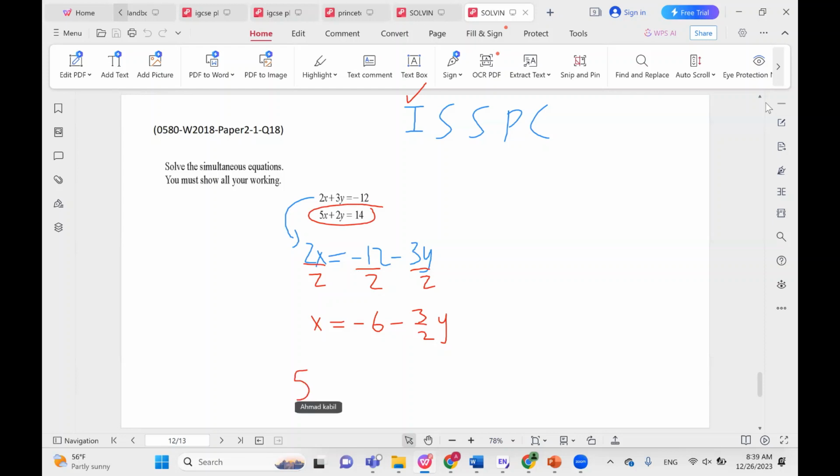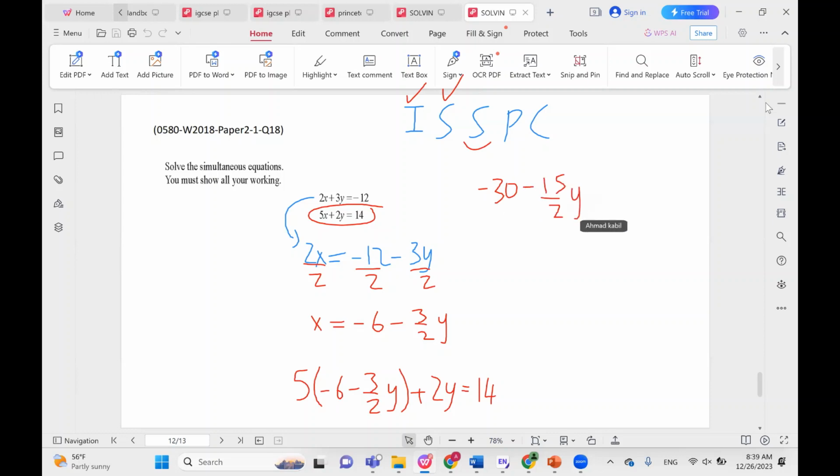Next, we move on to substituting in the second equation. So you have 5x, and instead of x, I'm going to open a bracket and write negative 6 minus 3 over 2y, plus 2y equals 14. Now you need to multiply, to simplify, I mean. We're done with substituting, now we're in simplifying. So I just distribute the 5 over the bracket. I have negative 30 minus 15 over 2y plus 2y equals 14.